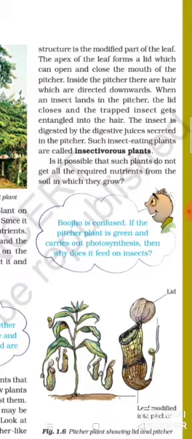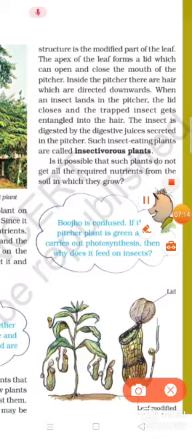You can see here some tiny hairs are present and head in the downward direction. When an insect lands in the pitcher, the lid closes and the trapped insect gets entangled in the hair. So friends, when the insects are sitting on this side, these hairs are sticky also. Suddenly at that time the lid closes, and in this way they are trapping the insect.